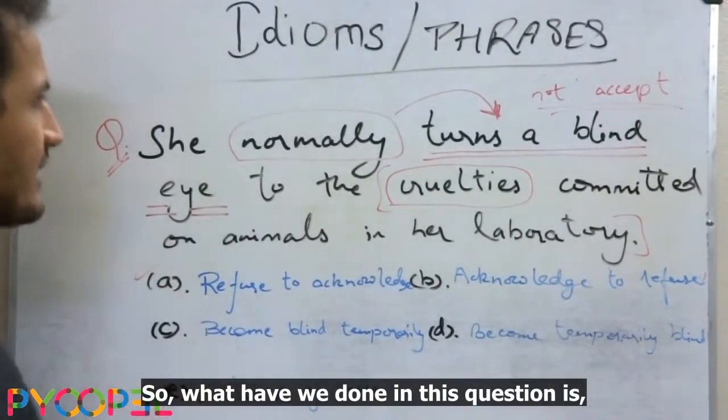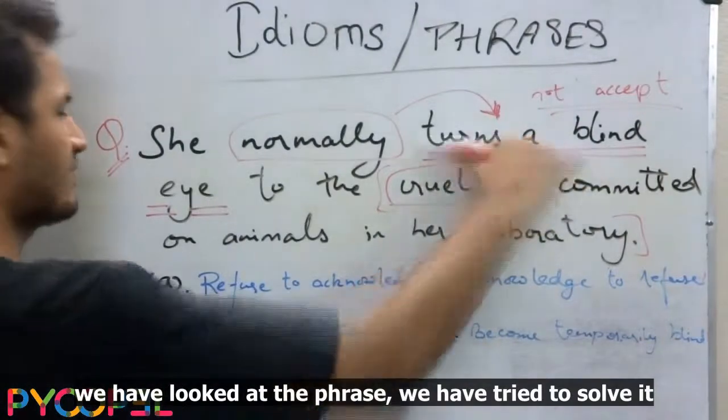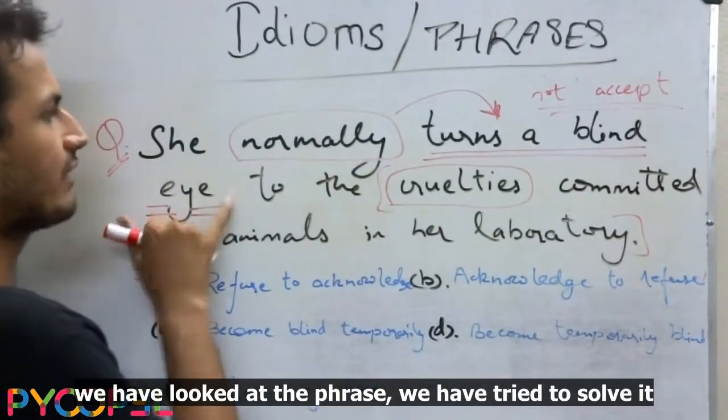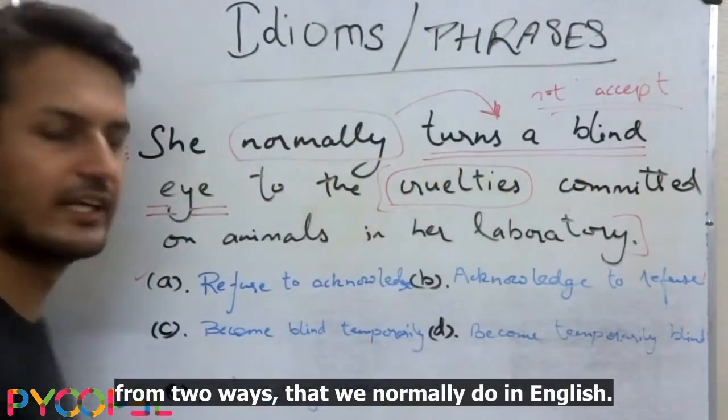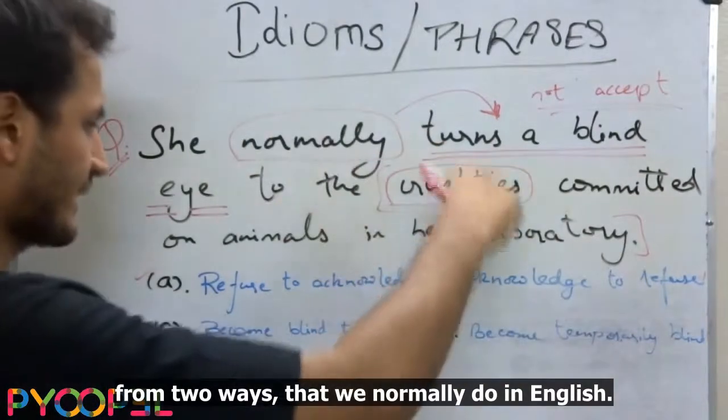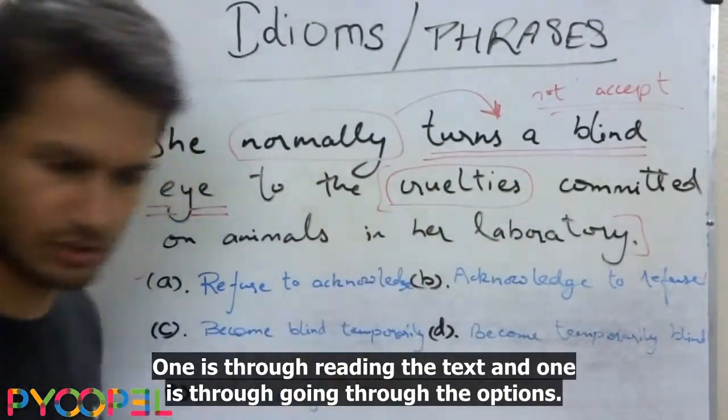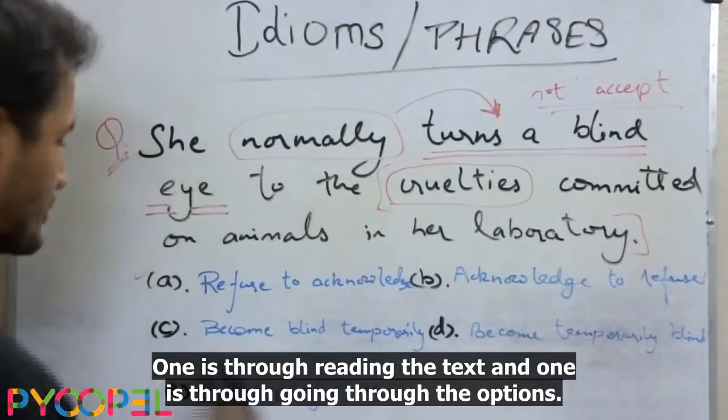So what have we done in this question? We have looked at the phrase, and we have tried to solve it through two ways that we normally do in English. One is through reading the text, and one is through going through the options. Let's take a look at another question.